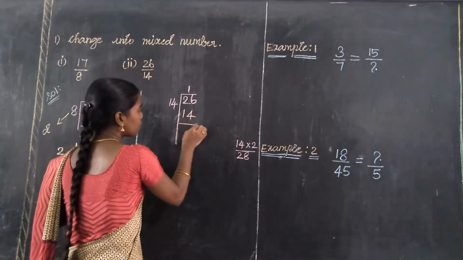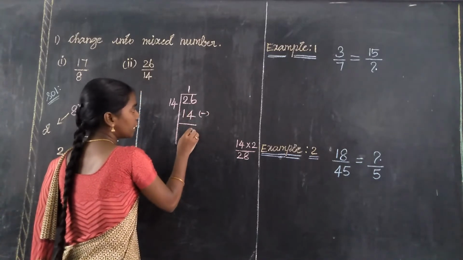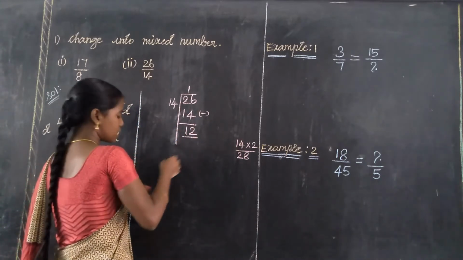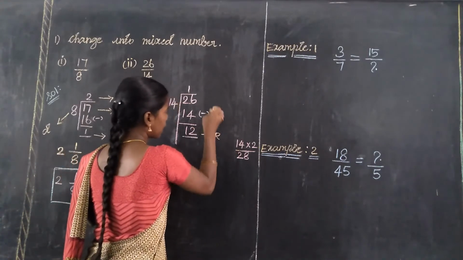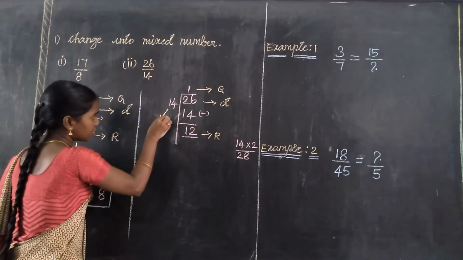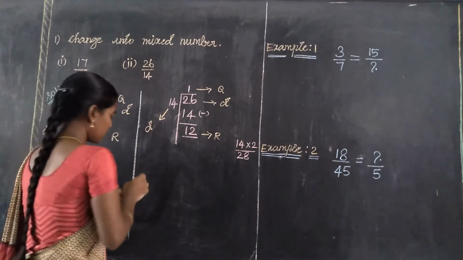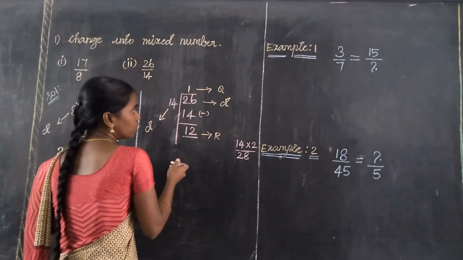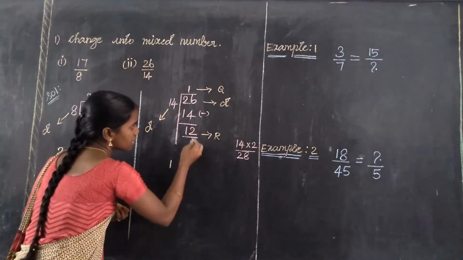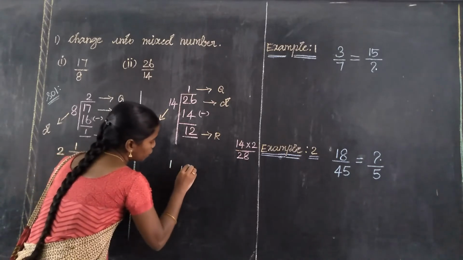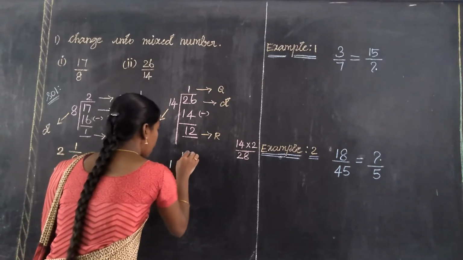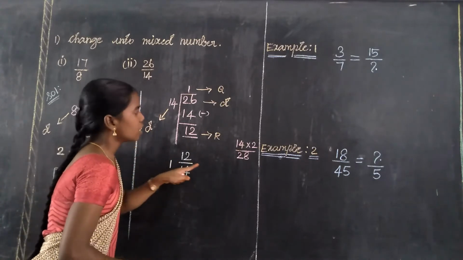Subtract this value: 6 minus 4 is 2, and 2 minus 1 is 1. So the answer is 12. This is the remainder, this is the dividend, this is the quotient, and this is the divisor. First we find the quotient, which is 1, and the remainder is 12. The divisor value is 14. So 1 fourteen is 14 plus 12, which is equal to this answer.